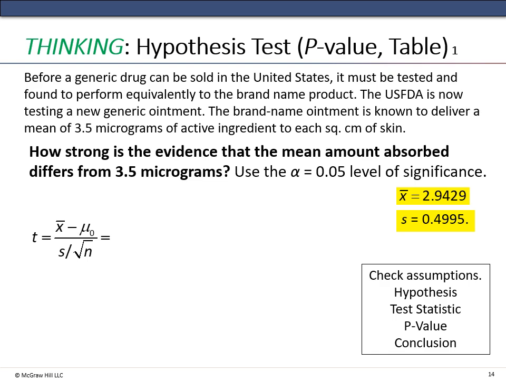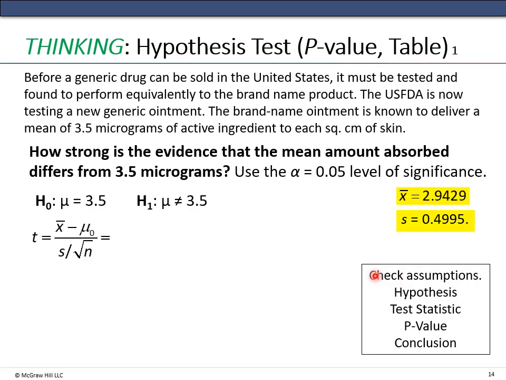Now we create the hypothesis. Our hypothesis is that the mean is 3.5 micrograms, and since we're doing just differs, then we're going to say our alternative hypothesis is that it does not equal 3.5, so we have a two-tailed test here. We calculate the test statistic.